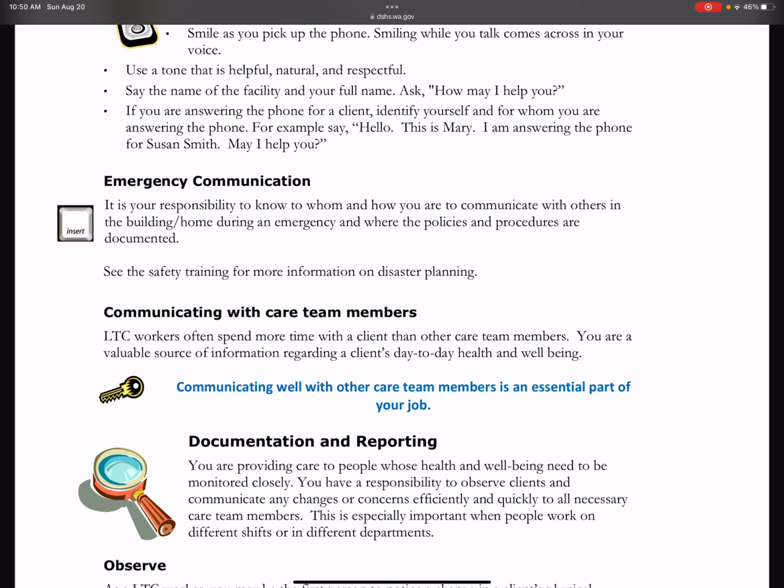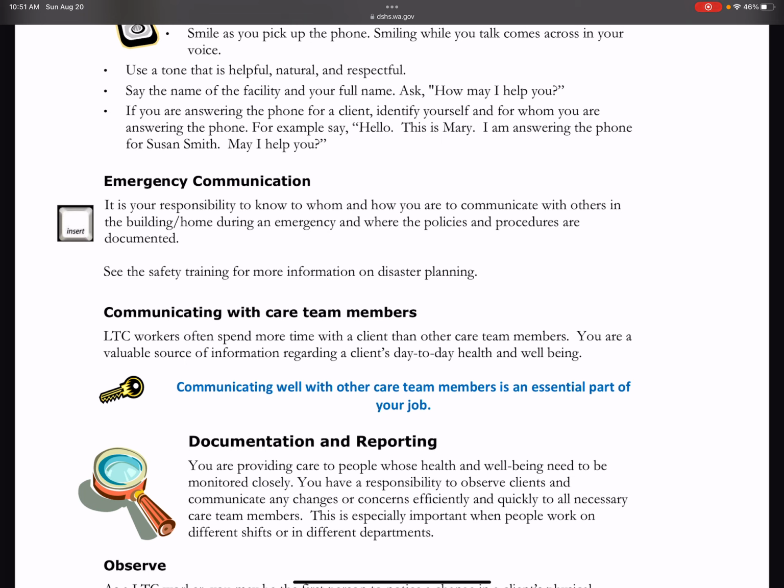Okay, now emergency communication. Since you are there with the client, you are responsible for any emergency that's happening at that time. It is your responsibility to know to whom and how you are to communicate with others in the building or home during an emergency, where the policy and procedures are documented. Communicating well with others, care team members, is an essential part of your job. Long-term care workers often spend more time with a client than other care team members. You are a valuable source of information regarding a client's day-to-day health and well-being.